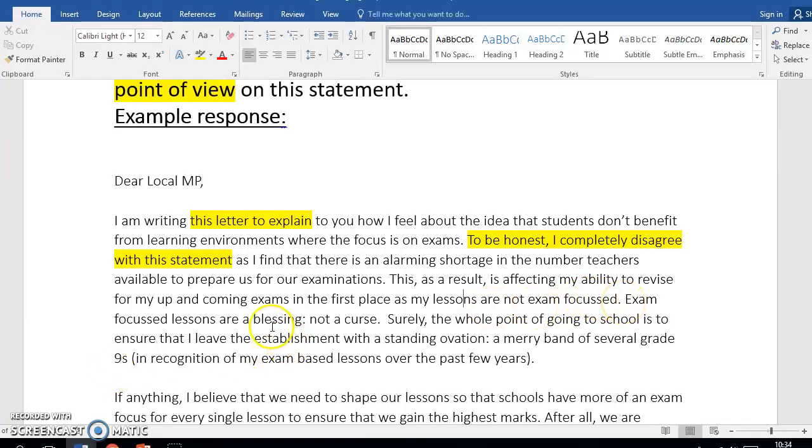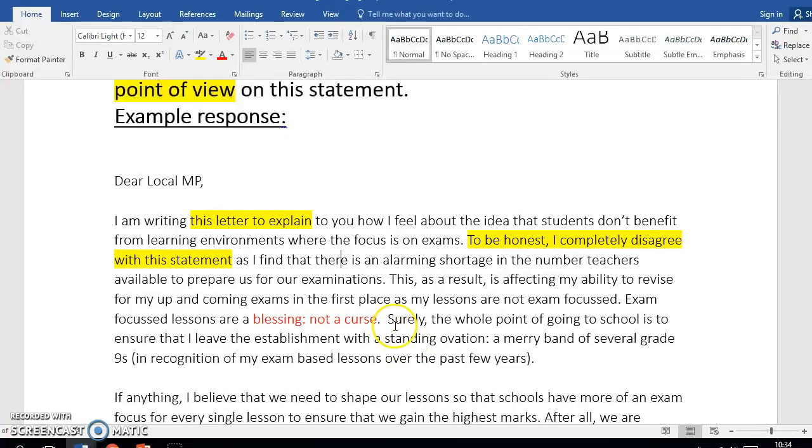Exam-focused lessons are a blessing. Look at that dramatic use of a colon there to place emphasis on the following words. Not a curse. And notice contrasting language, the juxtaposition between a blessing and a curse, and the metaphorical reference to exams as a blessing and not a curse. Again, you've got lots of techniques there. Use similes, metaphors, and so on to give your writing a real sense of sophistication.